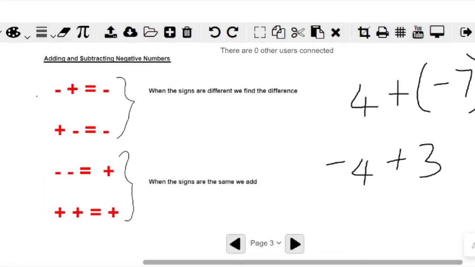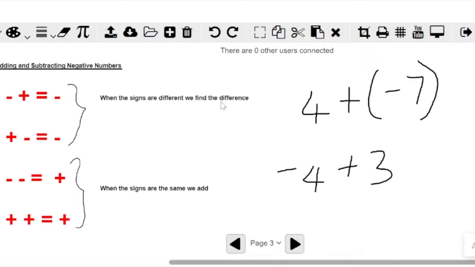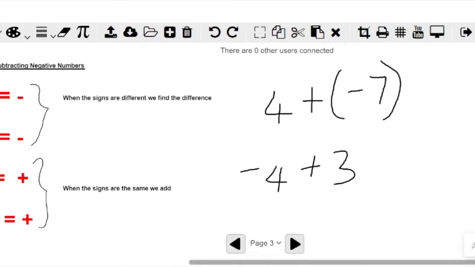Now, in part 1, we went through this part over here, what this all means. When we have a negative and a positive number, we minus. When we have a positive and a negative number, we minus. When we have signs that are the same, we add. So when the signs are different, we find the difference. When the signs are the same, we add. That still rings true here when we have two signs in the middle, but we just have one extra step to do before we go to what we know.